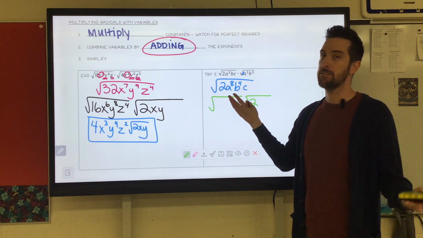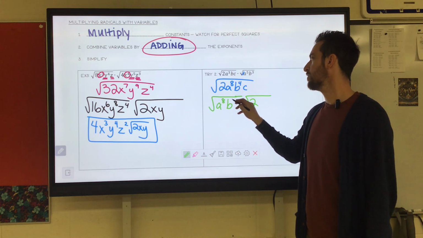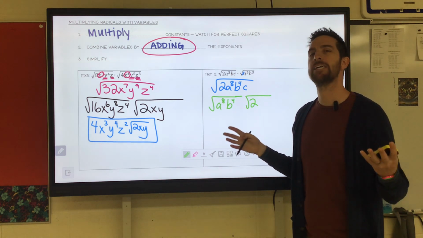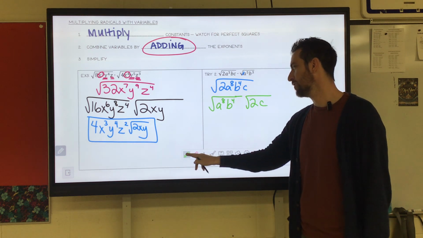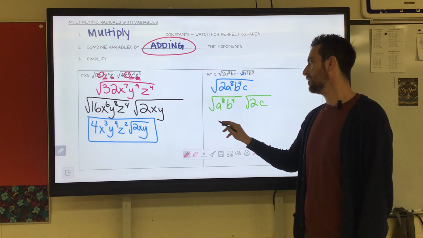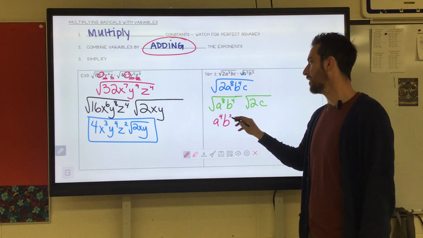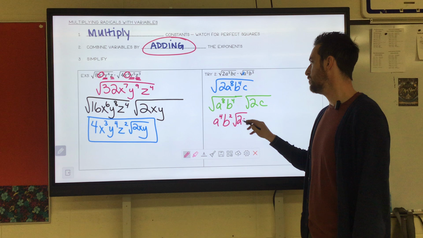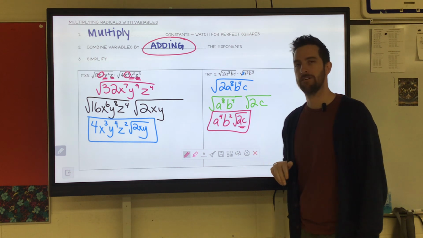A to the 8th, that's even. We could put them all there. Same with the b to the 4th. The c, we don't have any even exponents. It's c to the 1st, so it's got to go in the leftovers. Square root of a to the 8th, a to the 4th. Square root of b to the 4th, b to the 2nd. And then we got our root 2c. I'm beginning to see a pattern here.